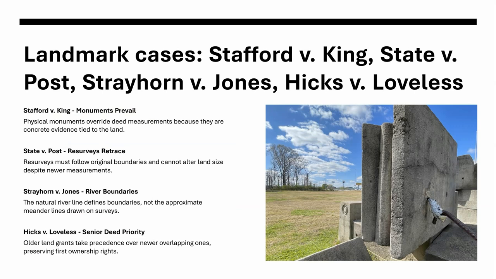So in Lecture 5, we focused on 4 landmark cases that still govern how we weigh evidence in Texas today. The first case we studied was Stafford v. King, decided in 1867. This case involved a dispute where the written deed called for certain courses and distances, but the monuments on the ground did not match. This left the court questioning what should prevail, the numbers in the deed or the physical monuments found on the land. The court ruled clearly.